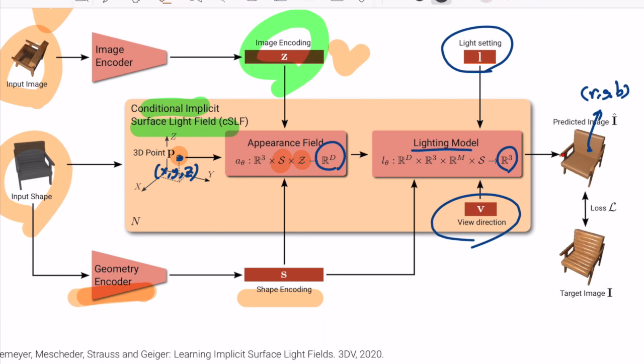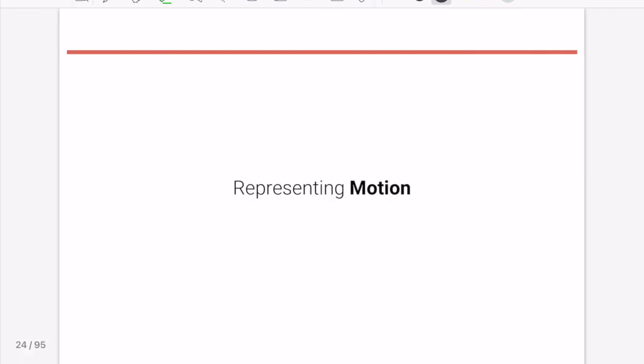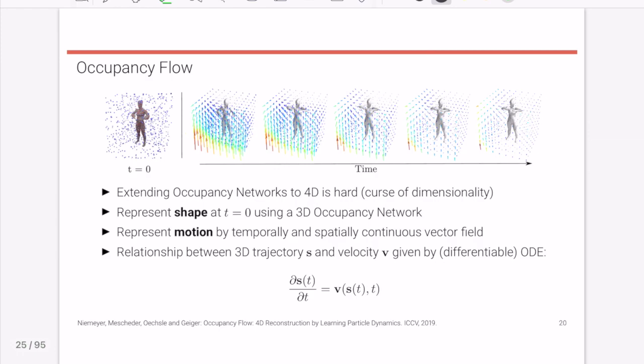Of course, during training we know the target images, so by directly comparing with the reconstruction loss, we train such an appearance network and the lighting model. So this is light field modeling with implicit neural representation. Another aspect is representing motion, but I will just skip this one.